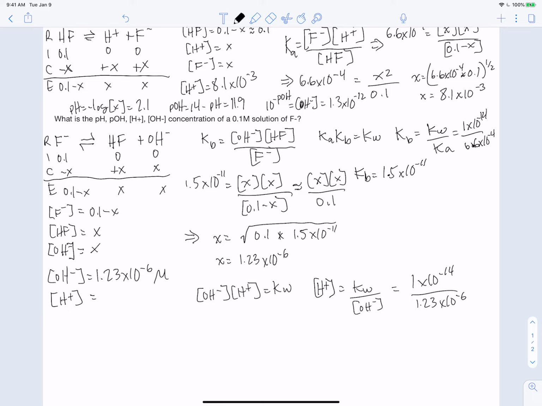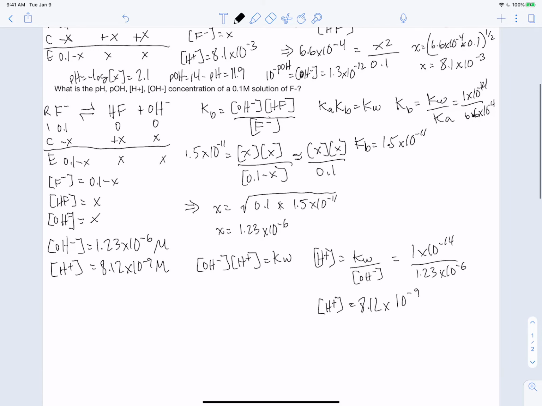And we come out with an answer of H plus equaling 8.12 times 10 to the minus 9. And so we can kind of plug this in over here. We're doing our bookkeeping. And then pH is equal to the negative log of that number. So negative log of H plus, which is equal to 8.09, which makes sense because we'd expect it to be a little bit basic.